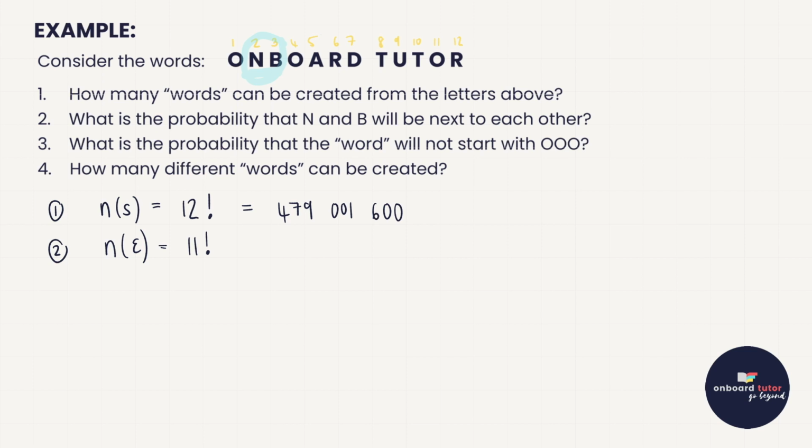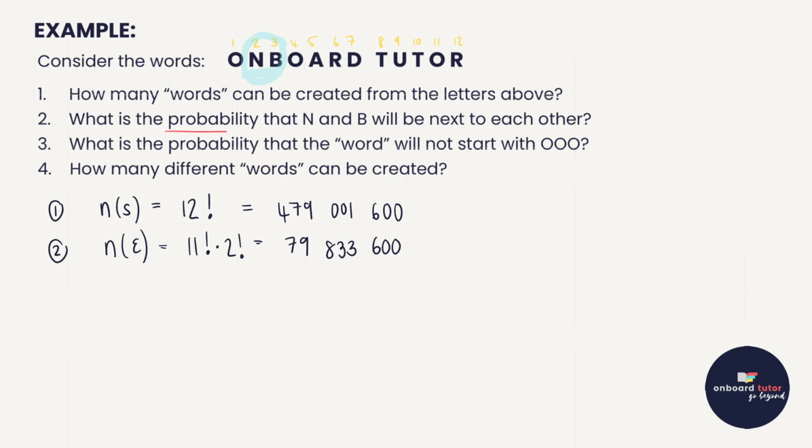It's either NB or BN. So we're also going to multiply that then by the 2 factorial option that we've got there. Okay, so pop that on the calculator. 11 shift factorial multiplied by 2 shift factorial gives us another huge answer. 79,833,600. Okay, but be careful not to stop there.